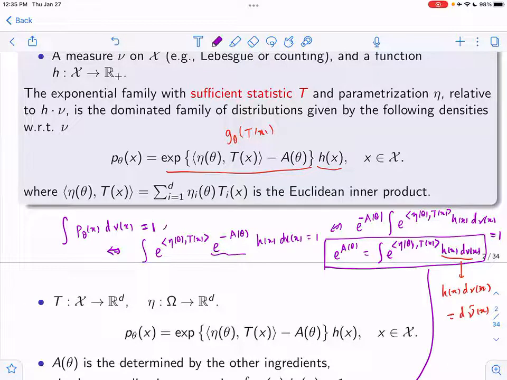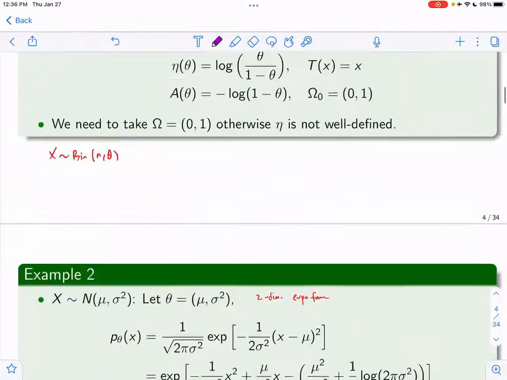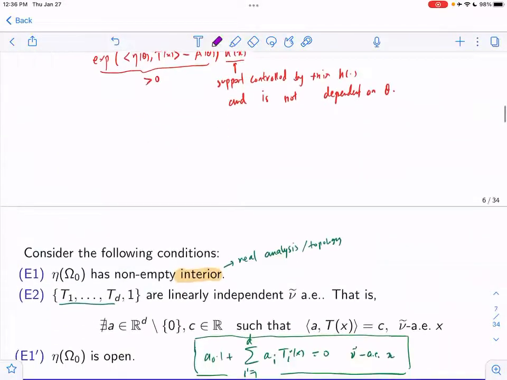So from the normalization constraint, we can determine A, and the set of parameters for which this A is finite is actually what we have a valid density for. And so this is the parameter space that you're actually going to work with. So we saw a couple of examples. There are a lot more.